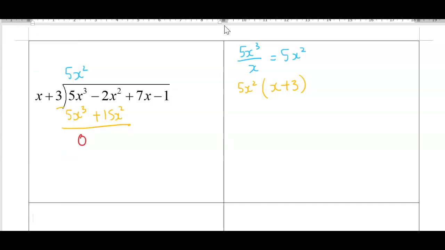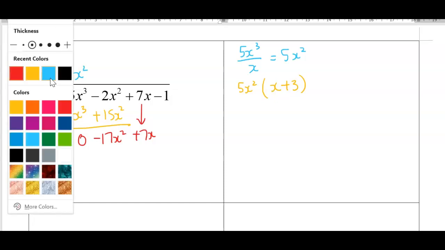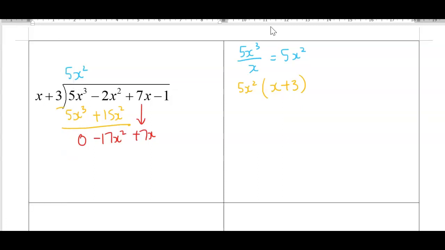All right, 0, negative 2x minus 15x. So you've got to be careful with your negatives. And then we're going to bring that 7x down. Just be careful with your negatives. Let's do green. So now we've got negative 17x squared. These are so tedious. Anyway, negative 17x.